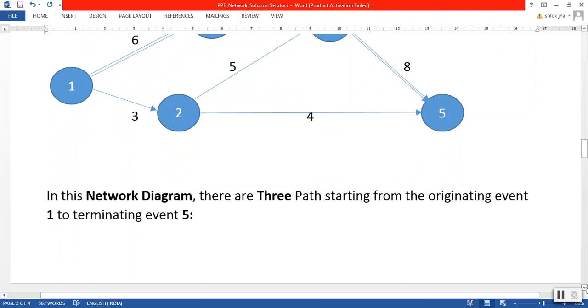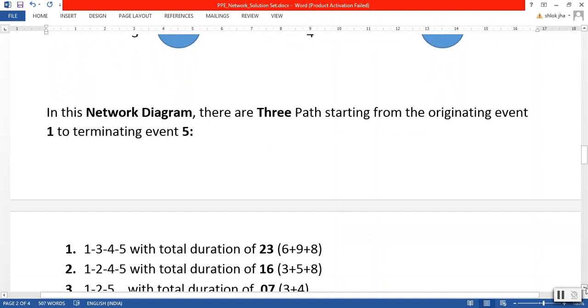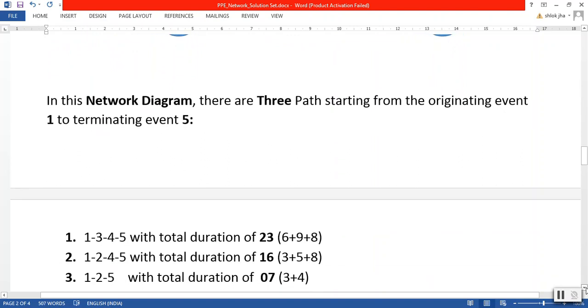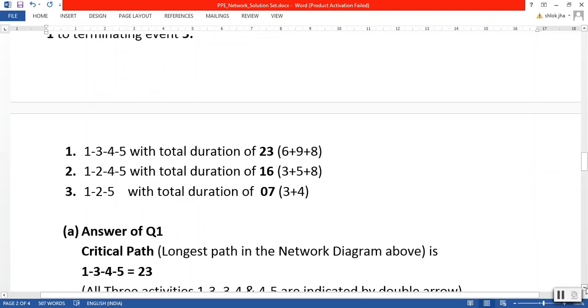Now in this network diagram there are 3 paths starting from the originating event 1 to the terminating event 5. These 3 paths are 1-3-4-5, 1-2-4-5, and 1-2-5. Total duration of 1-3-4-5 is 23. Total duration of 1-2-4-5 is 16. And total duration of 1-2-5 is 7. Now we will start answering all the 3 questions which we have been asked.